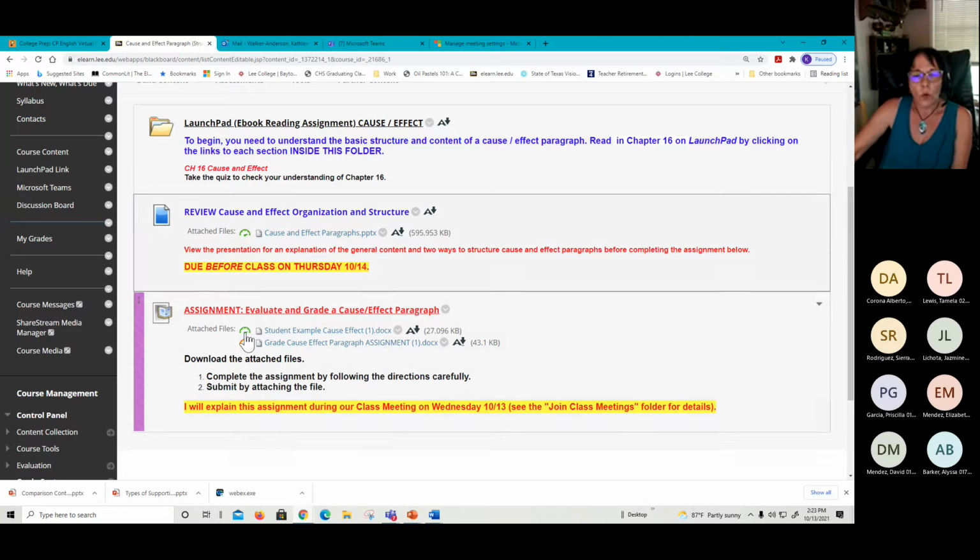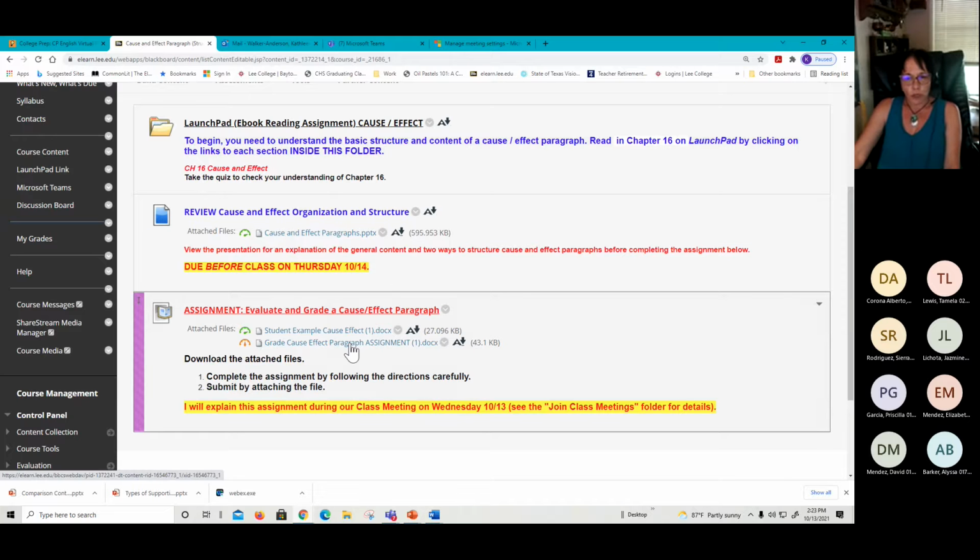Okay, and what I wanted to go over with you is this assignment. This is your example cause and effect paragraph. The way that you're looking at the example is you're actually going to grade it based on the rubric, and it's the same rubric that you're going to be graded with. So you're going to understand exactly what's required.